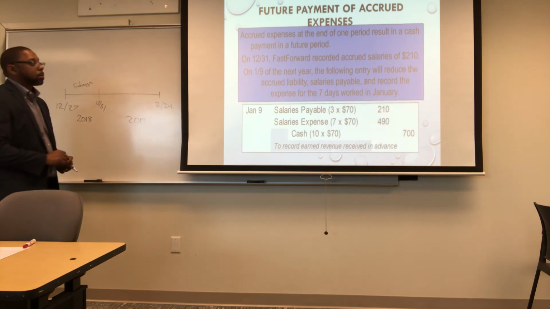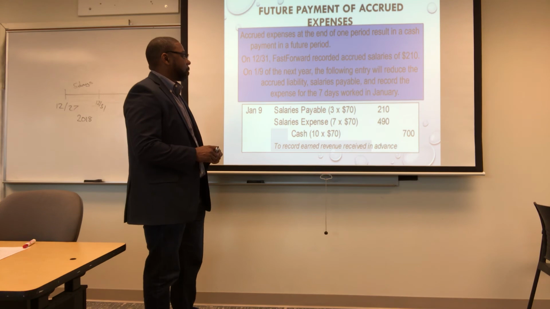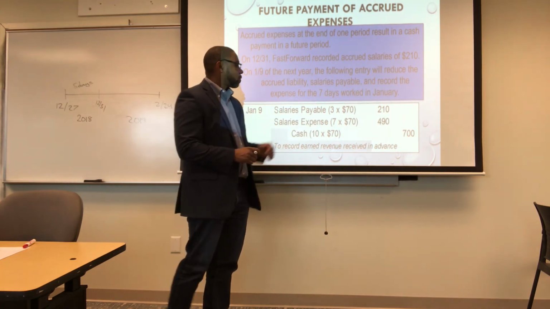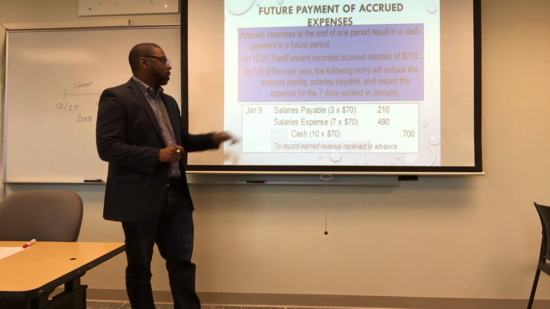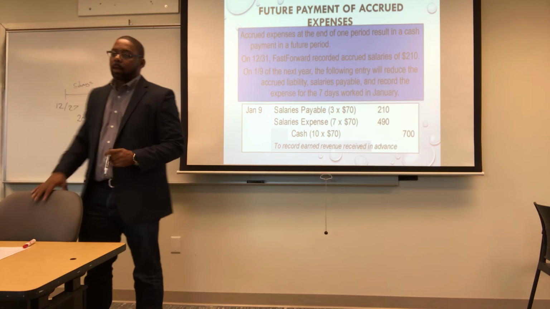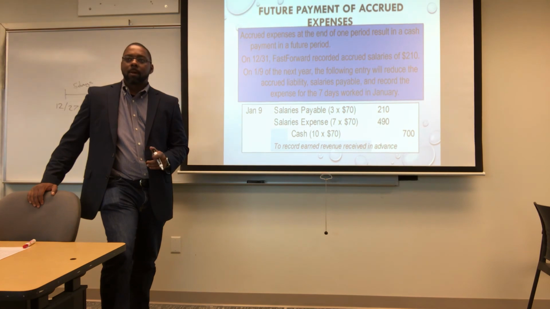Now in the future, let's say it's January 9th, and they're going to pay them. Here's your 3 days. The rest of your salary will get expensed. And then on January 9th, when they pay them for all 10 days, it's $700. Does that make sense? If it doesn't, ask a question now.